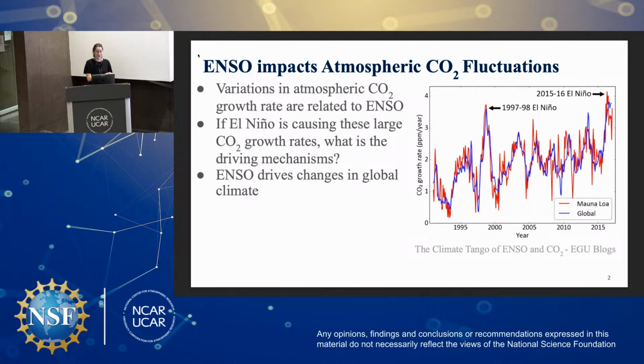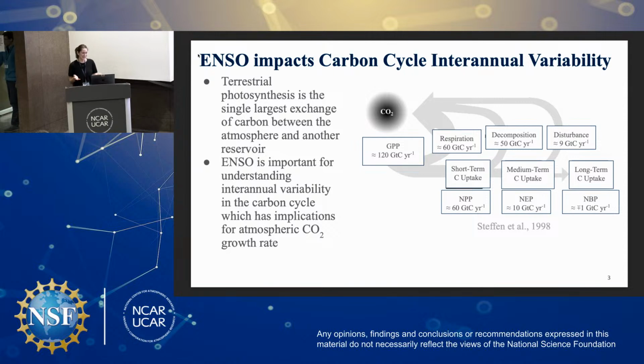So if we think that El Niño is causing these large CO2 growth rates, what is the driving mechanism behind that? We know that ENSO drives changes in global climate, resulting in a redistribution of temperature and precipitation, and those things then have a carry-on effect to terrestrial vegetation and the carbon cycle. Terrestrial photosynthesis represents a huge exchange of carbon between the atmosphere and the biosphere, and as ENSO impacts radiation, temperature, and precipitation, it goes on to impact the carbon cycle, and more specifically its interannual variability.